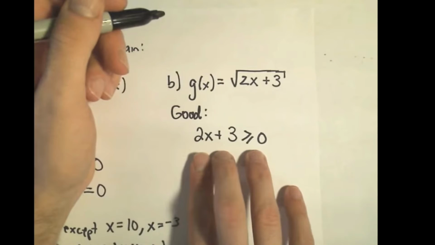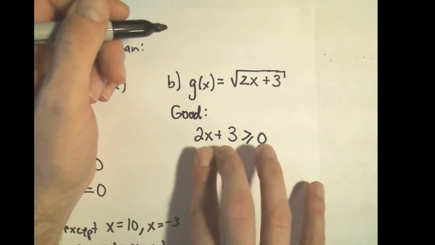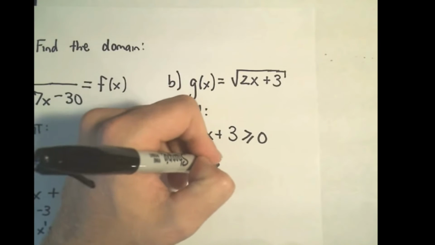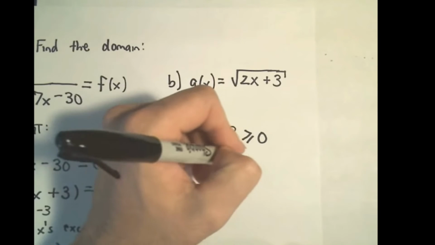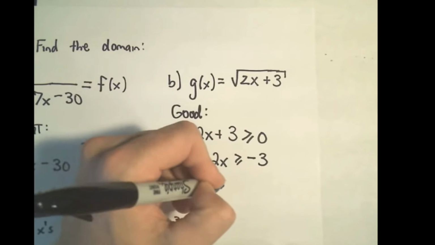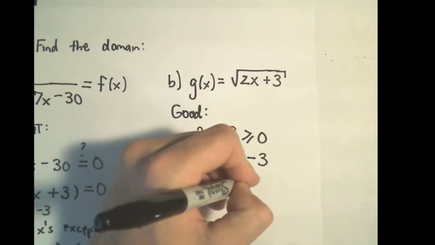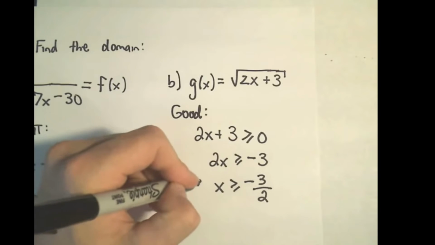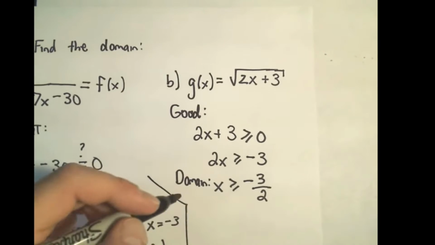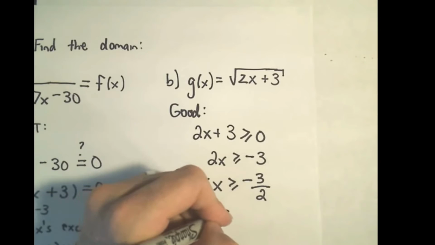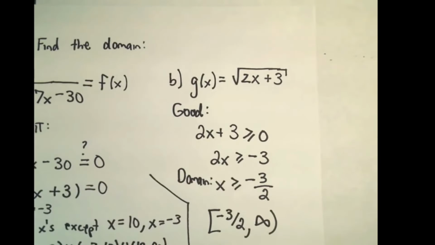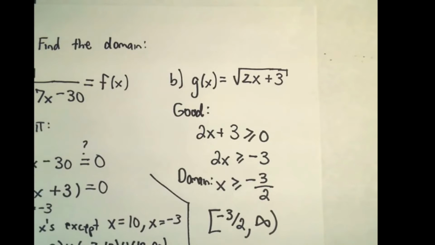So this now produces an inequality I have to solve. And fortunately, this is just a linear inequality, so it's not too bad. I can subtract 3 from both sides and get 2x greater than or equal to negative 3, divide by 2, and it says x needs to be greater than or equal to negative 3 halves. So again, this is my domain in this case. And in interval notation, we can write that as brackets, negative 3 halves up to infinity. And that would be the domain for our radical or our square root function.